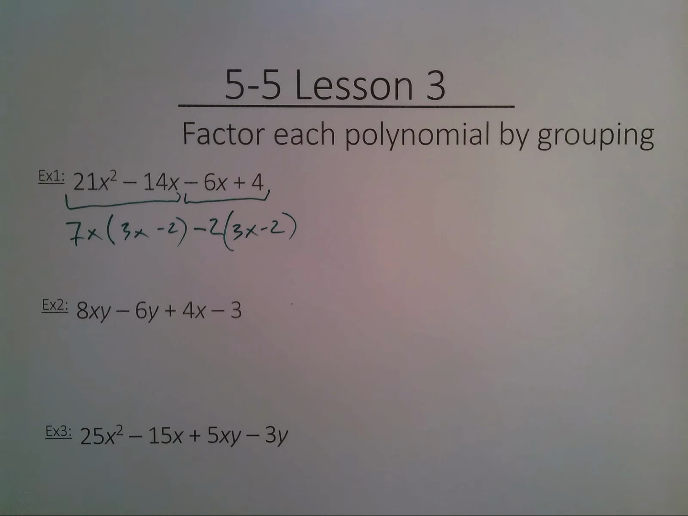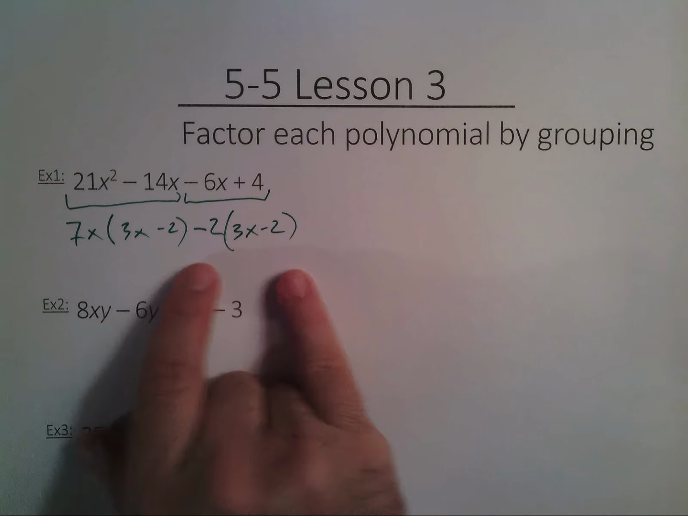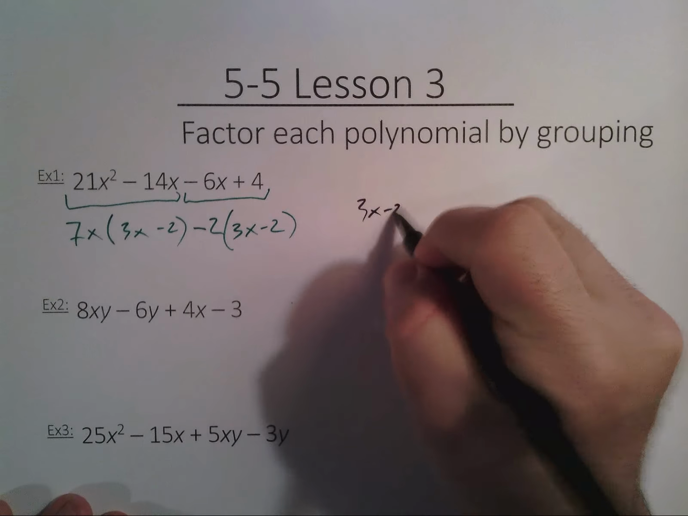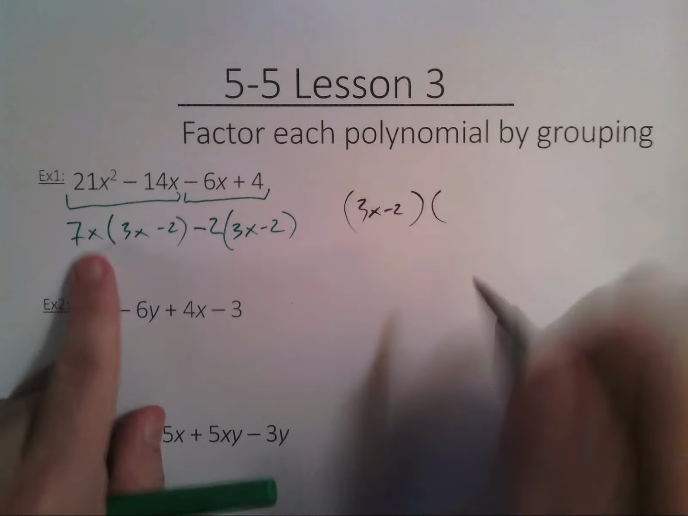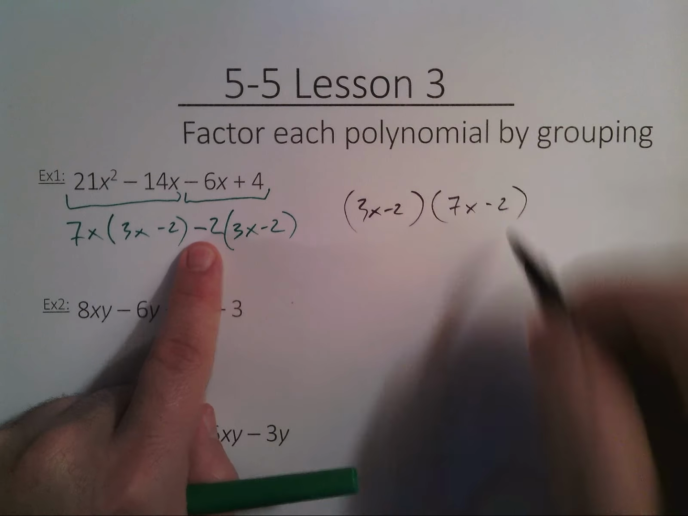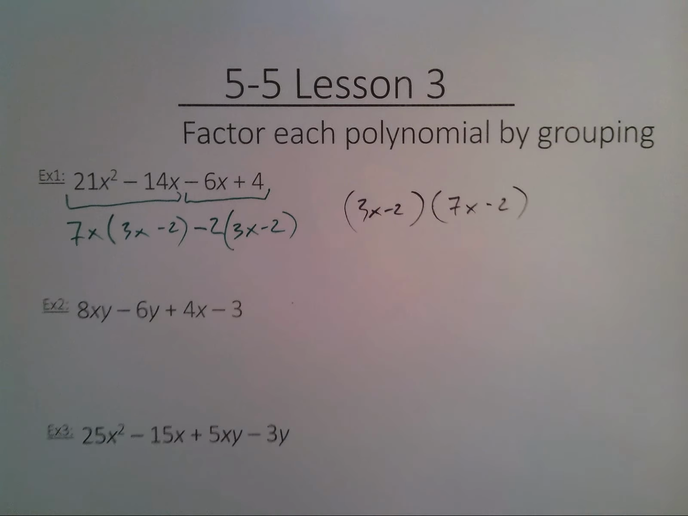Hey, wait a second. Doesn't this look like the thing we had at the end of lesson 2, where you had a binomial that's the same attached to your terms? So now what I'm going to do is take out the 3x minus 2, and I'm leaving behind my 7x, and leaving behind my minus 2. So now I took my 4 terms and I factored it into 2 binomials being multiplied by each other. Let's do that again, looking at example 2 here.